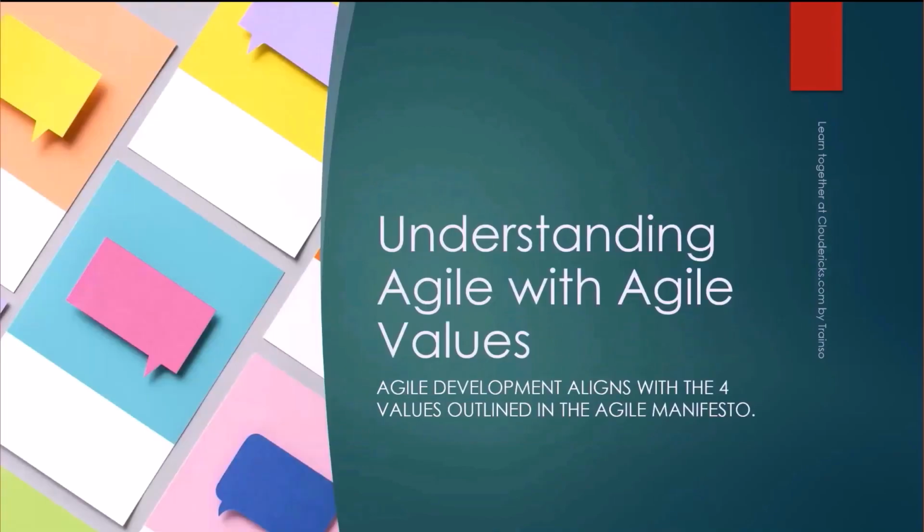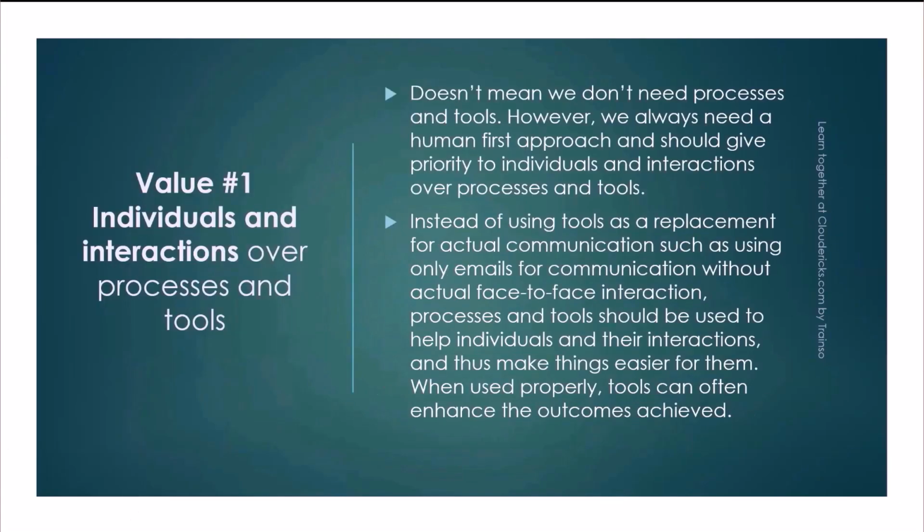So let us try to understand Agile with the Agile values. Agile development aligns with the 4 values outlined in the Agile Manifesto. Value number 1, individuals and interactions over processes and tools. It doesn't mean we don't need processes and tools. However, we always need a human-first approach and should give priority to individuals and interactions over processes and tools. Instead of using tools as a replacement for actual communication, such as using only emails without actual face-to-face interaction, make use of those processes and tools to make your interactions with individuals better.